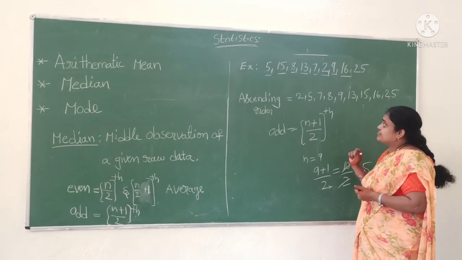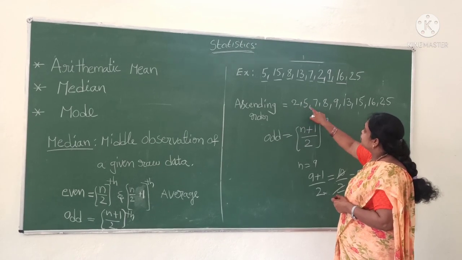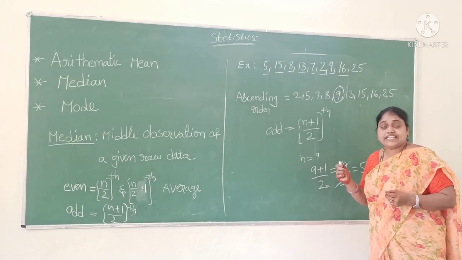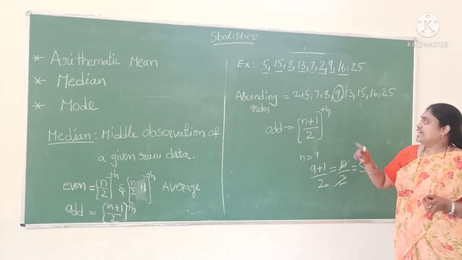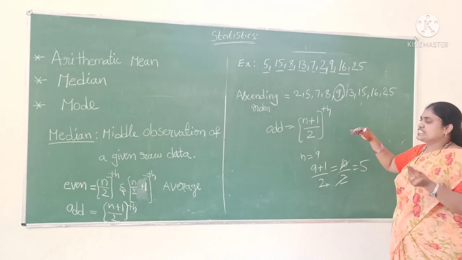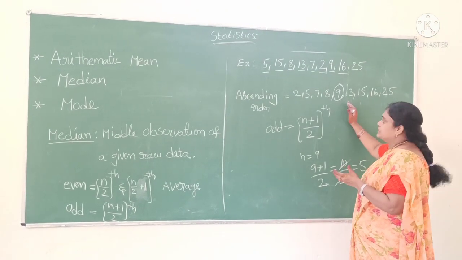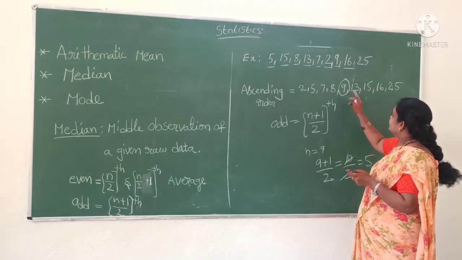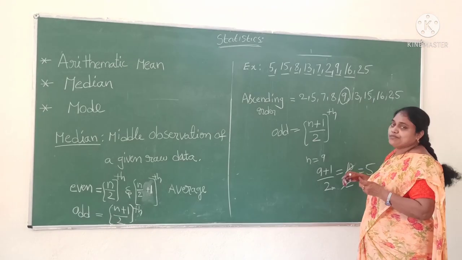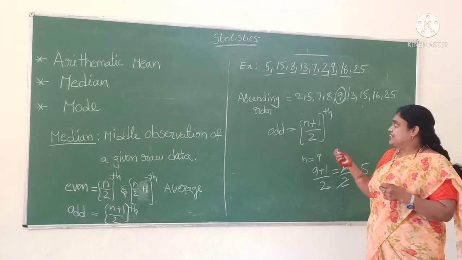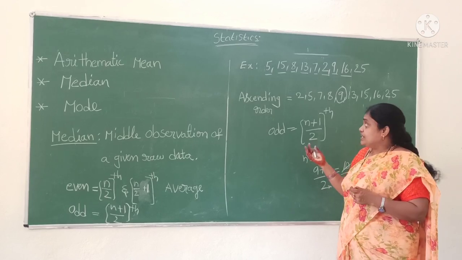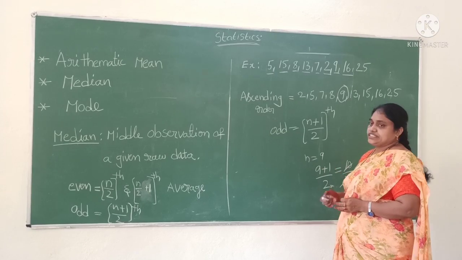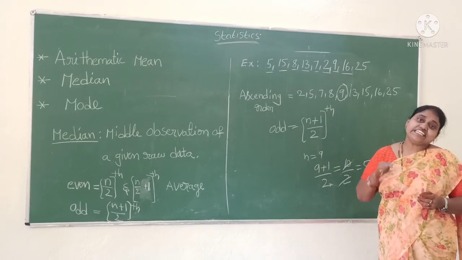Which one is the fifth observation? 1, 2, 3, 4, 5. So 9 is the median of the given data. Let us check. Just look at this, students. Total 9 observations, so 4 on each side, and the middle one is the median. This is the median when observations are in odd number. Next we see how we calculate if the observations are in even number.